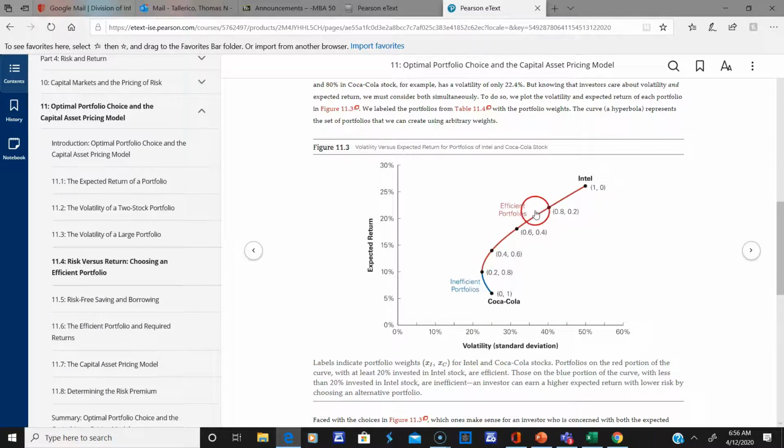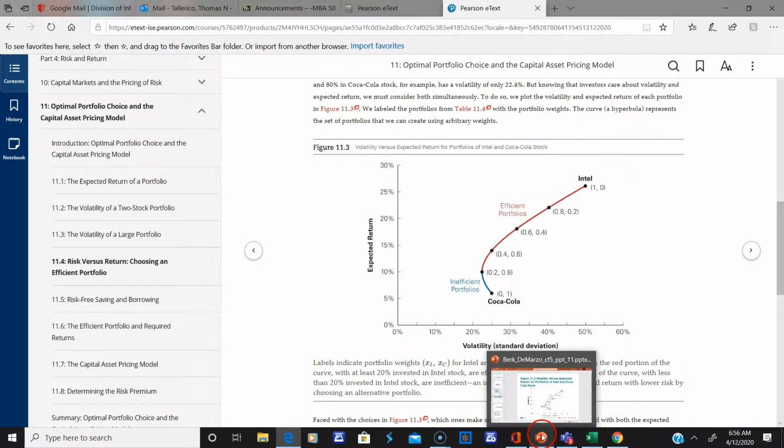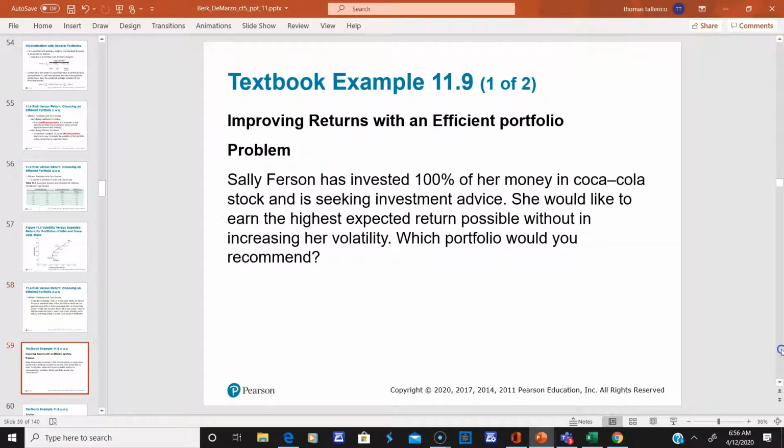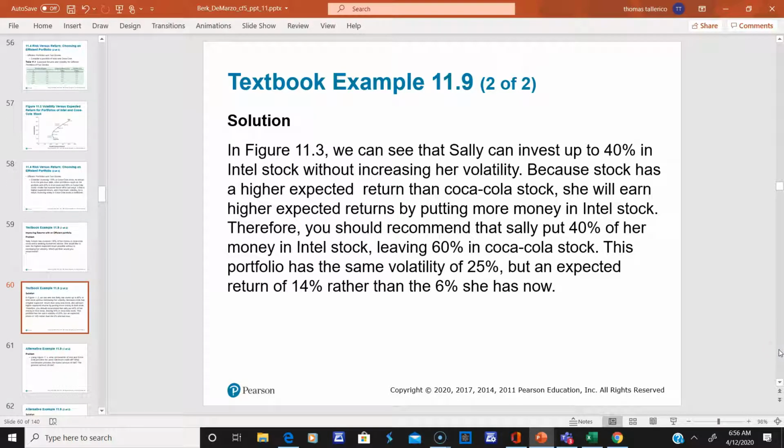But for the rest of these, this is the efficient portfolio: if I'm willing to take on more volatility, I'm going to get a higher return. So that's called the efficient frontier. And that's reflected in your slides. So here is that in the slides. Anyway, here's an example from your book with an efficient portfolio.